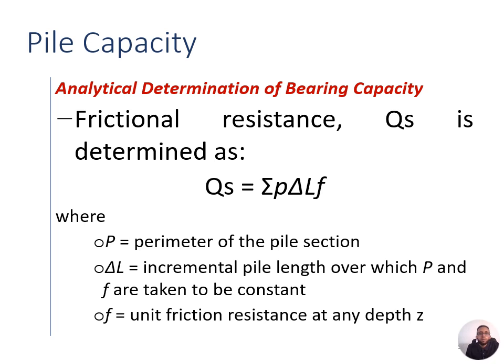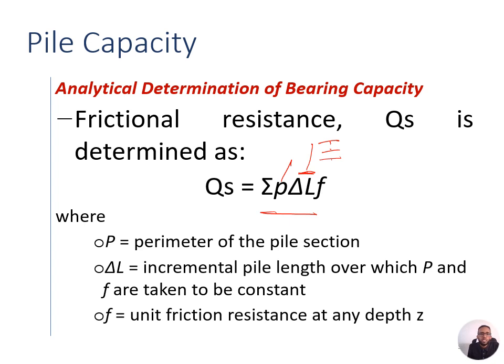So, in addition to point bearing capacity, the frictional resistance Qs is also a crucial element in determining the overall load carrying capacity of the pile. As you can see, the frictional resistance can be calculated using the equation, which is the summation of p, the perimeter of the pile section, and ΔL, the change in length. If we have different layers of soils, we're going to have different soil properties. And f is the unit frictional resistance at any depth z.